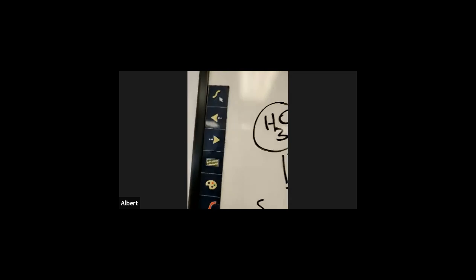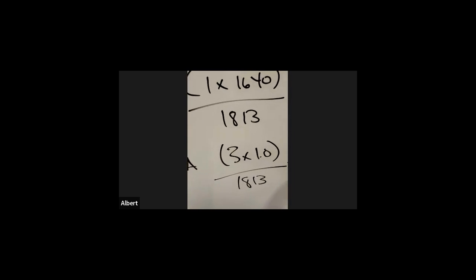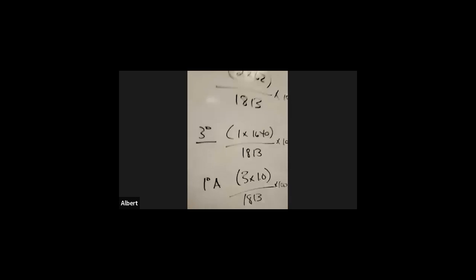So this is the primary A that we're talking about. How many hydrogens do we have here? 3. So that's going to be 3 times 1 divided by 1813. That's how we're going to times 100. That's how we know exactly how much of that product we get.